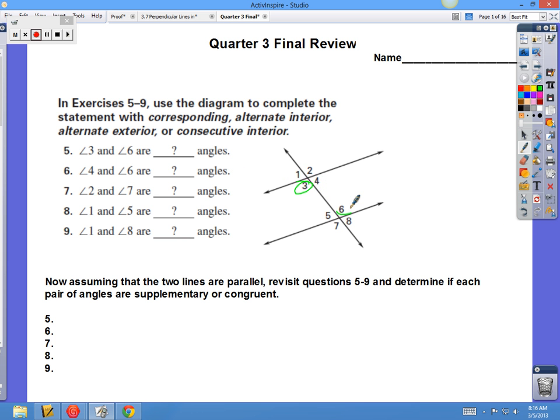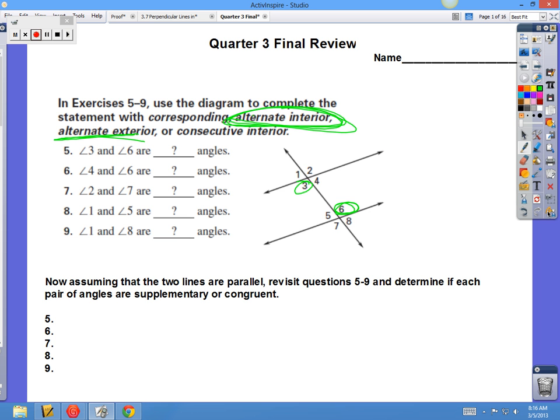3 and 6, they're interior, but one is on the left side and one is on the right side, so those are alternate. Gosh dang, not alternate exterior. This is the guy we want. Alternate interior. So interior's in the middle, alternate, one on the left side, one on the right side.